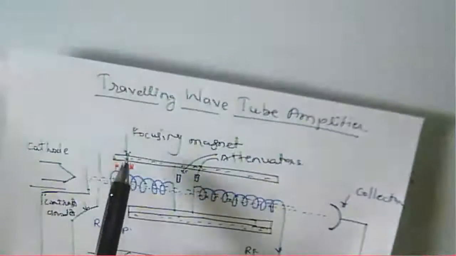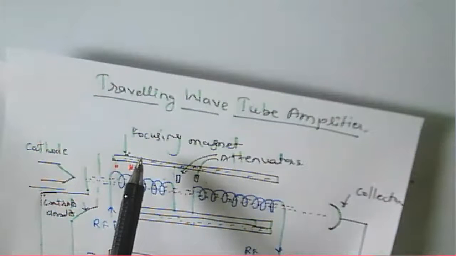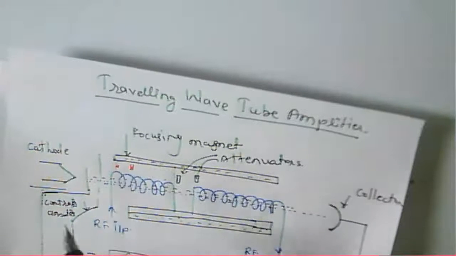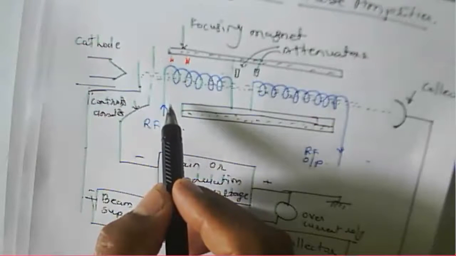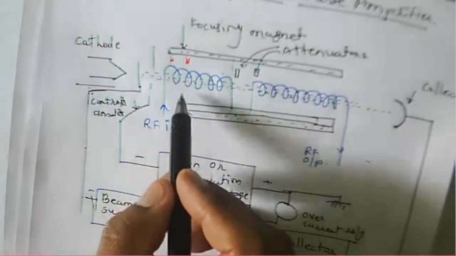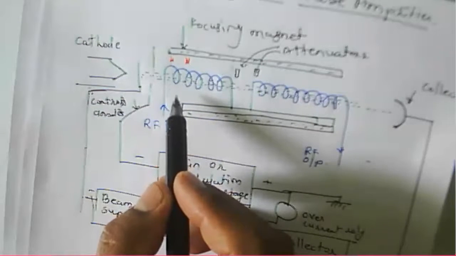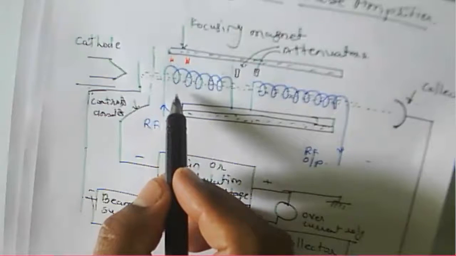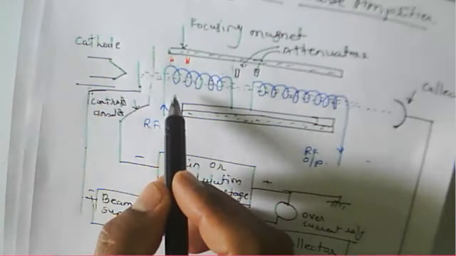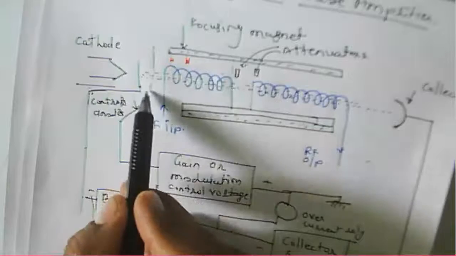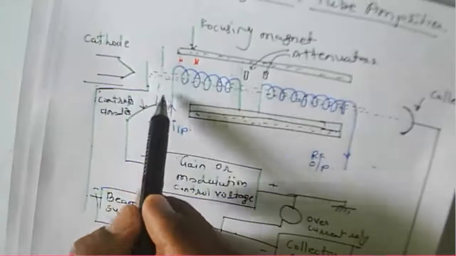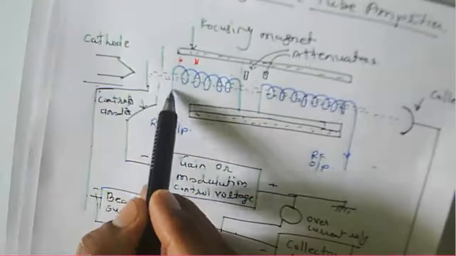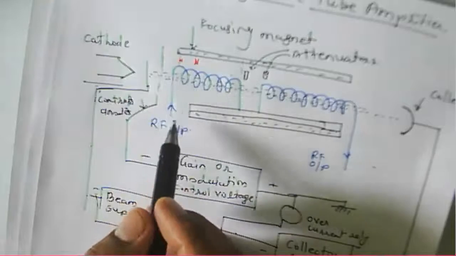Just remember what happens in this interaction. An RF signal is propagating through it, and the interaction takes place in this particular region. That's why your RF field gets amplified. The electrons propagate through this helical structure. We have an RF wave, and that RF wave gets amplified because the electrons will be accelerating and decelerating.